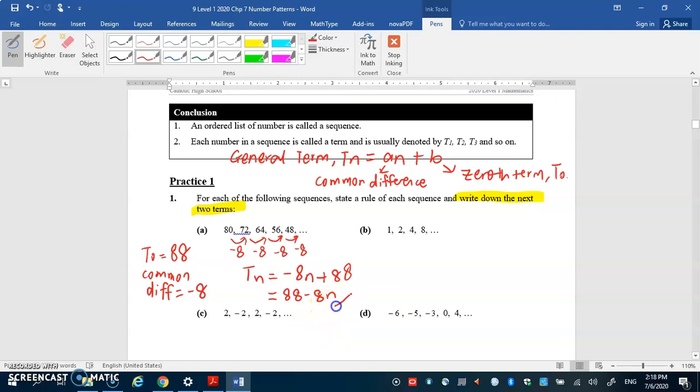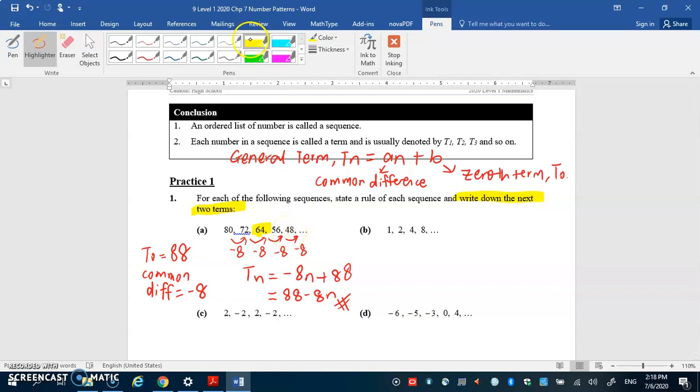So let's see whether this works. For the third term, meaning T3, n is 3. I sub into this formula, 88 minus 8 times 3, 88 minus 24, I will get 64. Is my third term 64? Yes. Okay, so just do a double check and you're done.